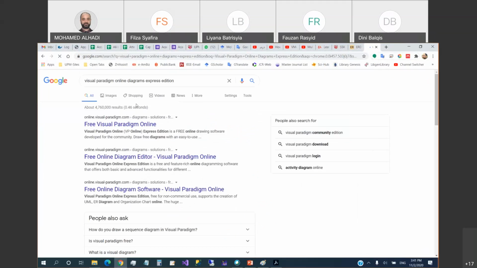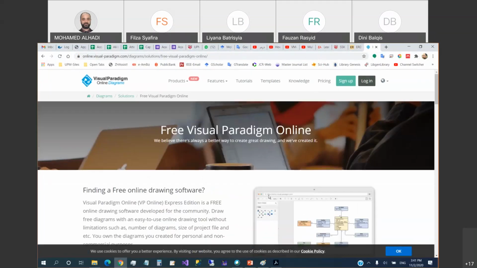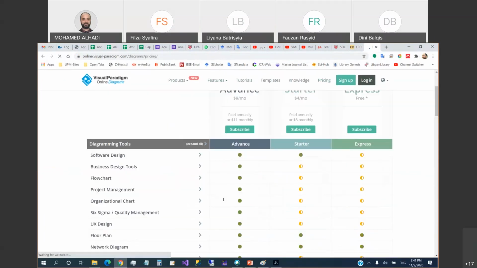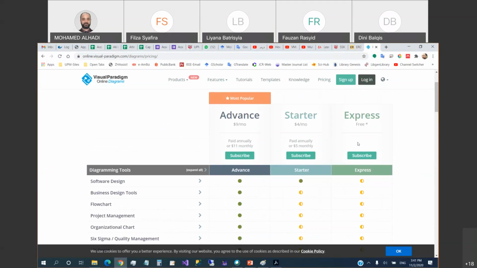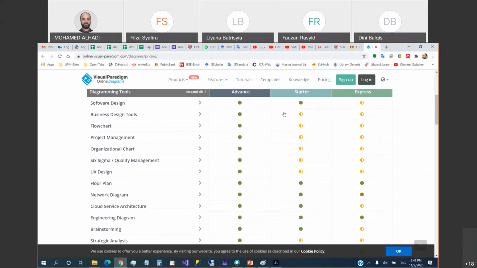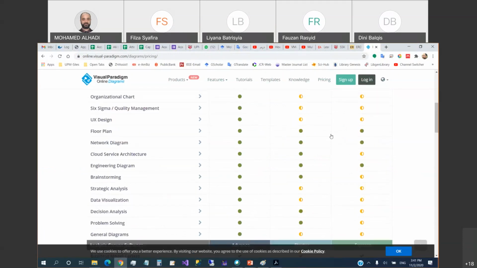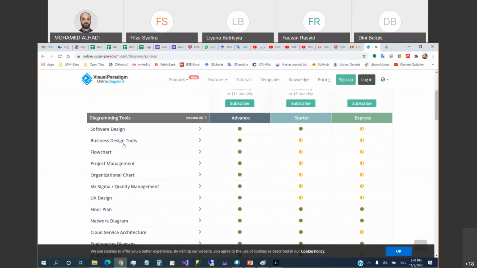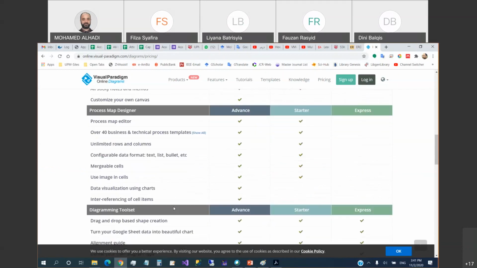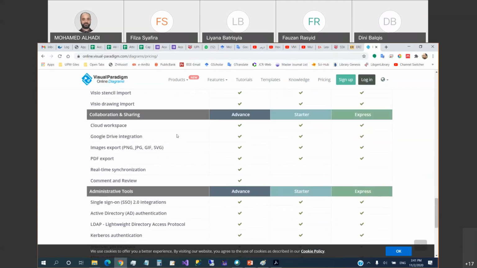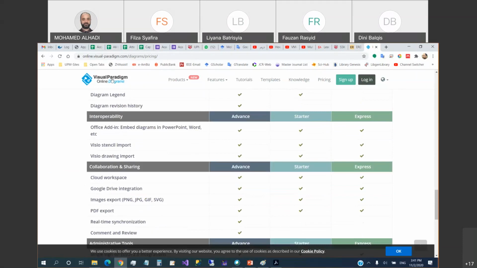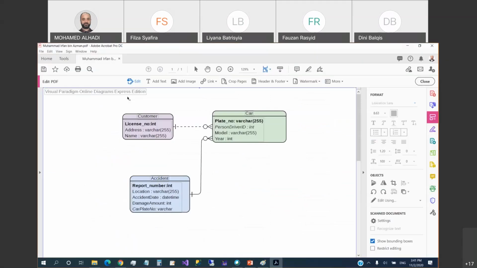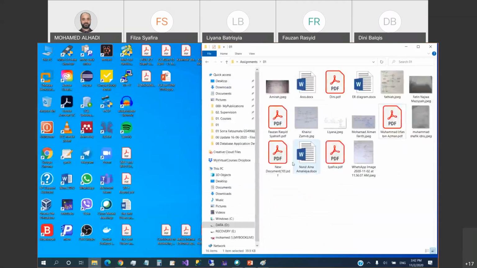What kind of tool did they use? Free Visual Paradigm Online. This is also a very good tool. Advanced starter, Express is free. So we want to see what's the difference between this and that. Software design, chart, business design tool. Okay, it looks also good. So maybe we check this. If this one is better than the entity relationship plus, then we may move to that one. This one is okay, almost finished. Let us see this one.